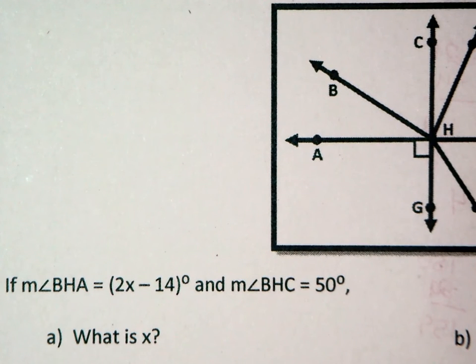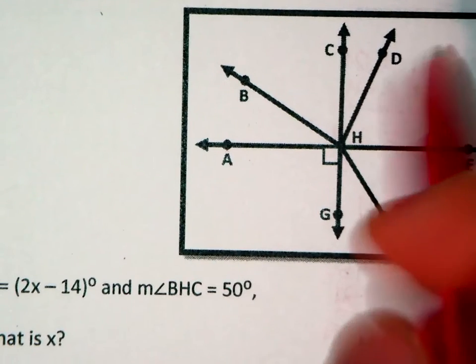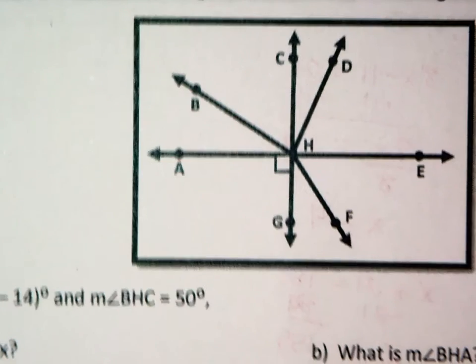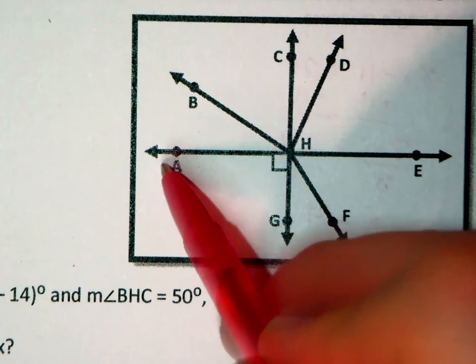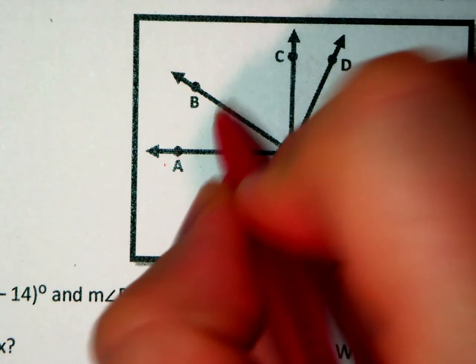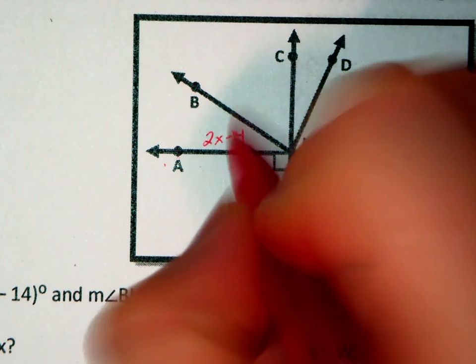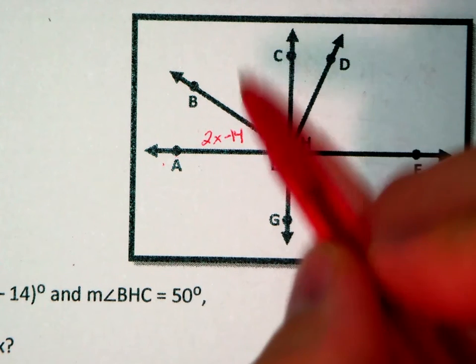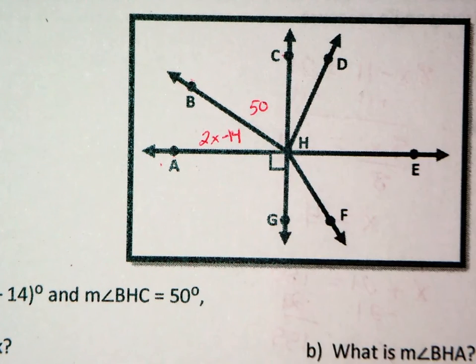On the back side, the worksheet tells us that if BHA, I'm going to show you the image so I can point over here, if BHA is equal to 2x minus 14 and BHC is equal to 50 degrees, what is x?